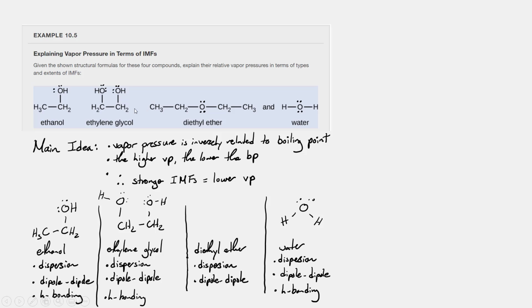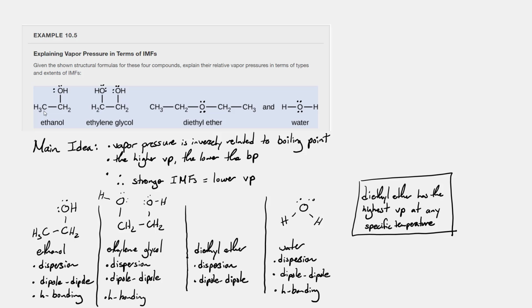It'd be trickier and beyond the scope of a Gen Chem class to choose between ethanol, ethylene glycol, and water and decide qualitatively which one would have the highest boiling point. But we know kind of instinctively, based on data we've seen before, that water has a higher boiling point than ethanol, but it's not something that we can predict just by looking at their structures yet. So what we can say for sure is that diethyl ether has the highest vapor pressure at any given temperature of these four molecules.